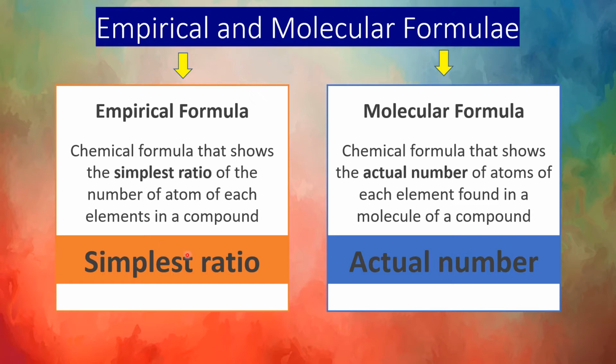Maybe you can think like this: empirical, E stands for easy. Easy is simple, right? So that's how you remember. One tick for you. And then the second one is molecular formula. Molecular formula is a chemical formula that shows the actual number of atoms of each element found in a molecule of a compound. So actual number is the keyword for molecular formula. The original number.